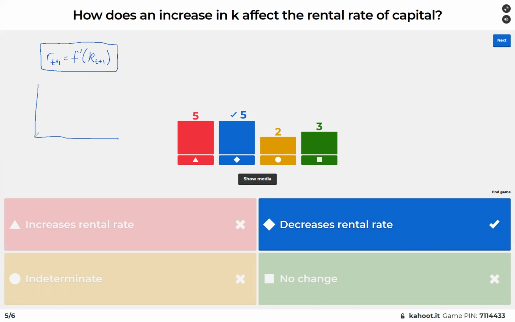So we've made an assumption on the production function that it looks like this. So that means there's decreasing returns to capital, so that it's getting flatter over time. So if little k_t increases, then we have a flatter part of this production function. So we're going to have a lower rental rate on capital.